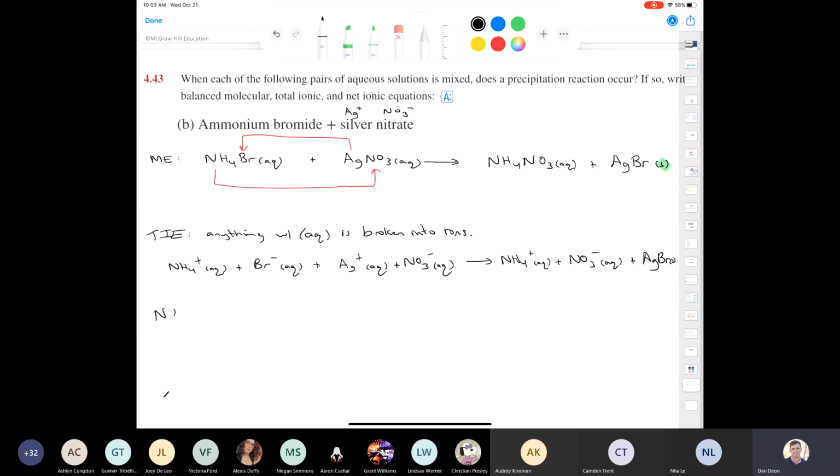In the net ionic equation, we're going to remove spectator ions. That means that anything that's the same in the products and the reactants, we can eliminate. So ammonium is the same on both sides, as is nitrate. And now we're going to write the net ionic equation, which is going to be silver plus bromide produces silver bromide solid. All right, completely legitimate question for the final exam, or any exam really in this class.